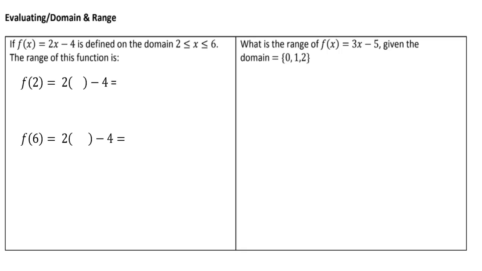Okay, so evaluating domain and range. If f of x equals 2x minus 4 is defined on the domain, x is somewhere in between 2 and 6, the range of this function is, so again, we're talking about our y values, or in this case, our f of x values. Domain obviously represents our x. So notice what I set up here. I set up an f of 2. So instead of x, I substituted in 2 because they gave me that value.